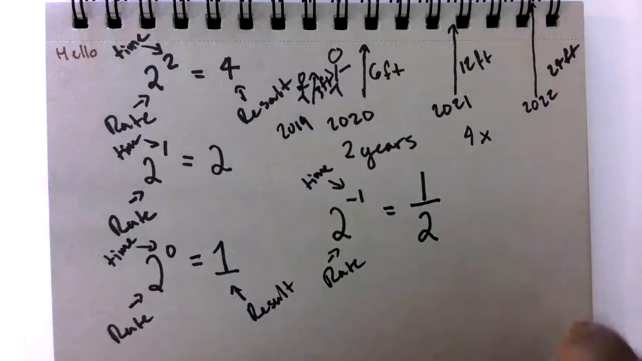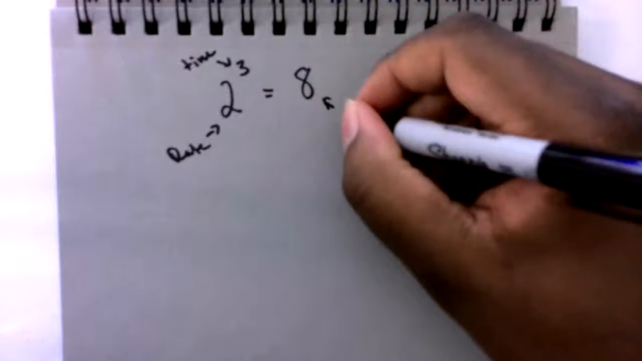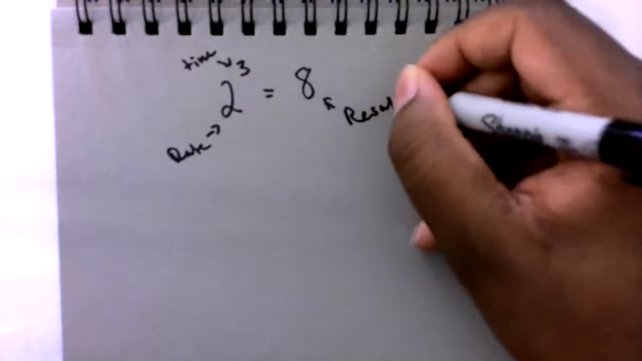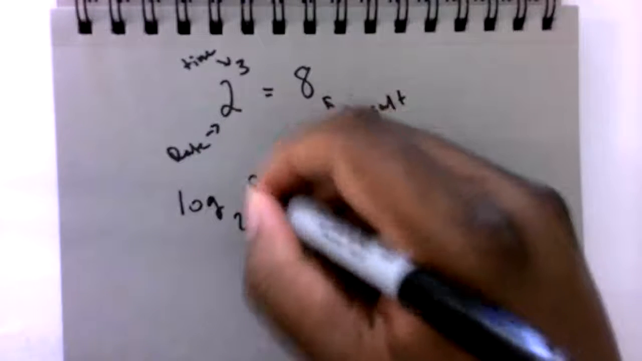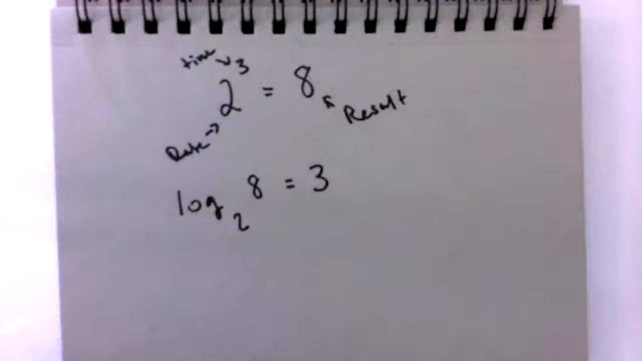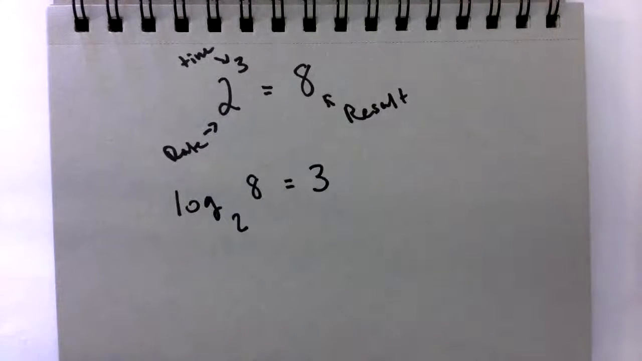Now here's what logarithms do. Logarithms take all of this information and turn it on its head. So whereas 2 to the third equals 8, which, once again, is rate, time, result, what logarithms do is they rethink how we're stating these exponents.